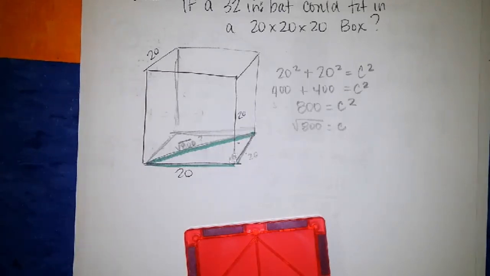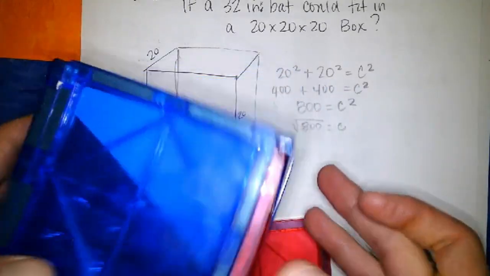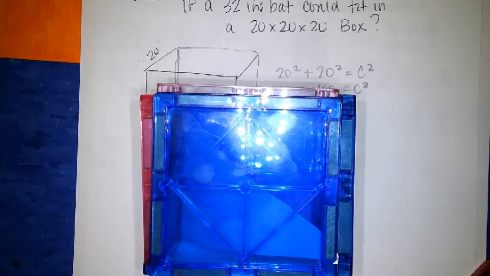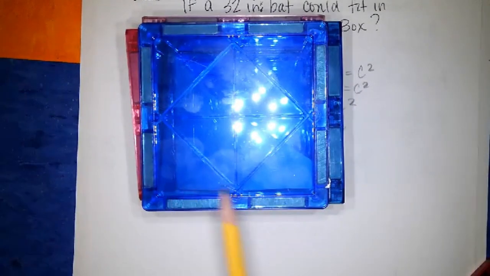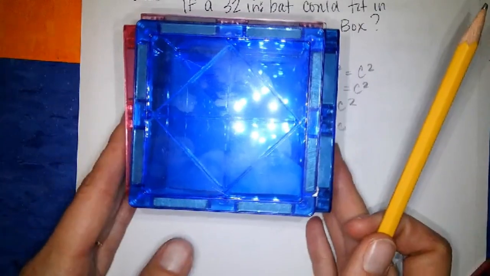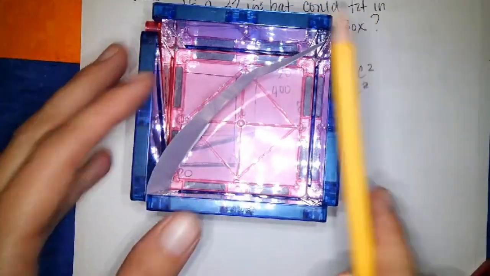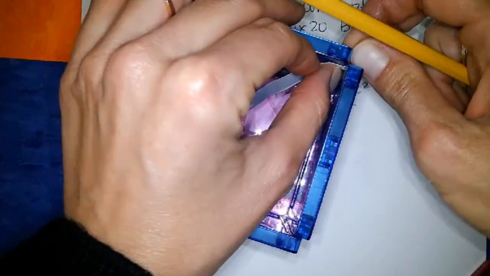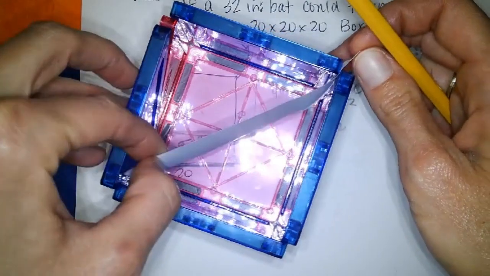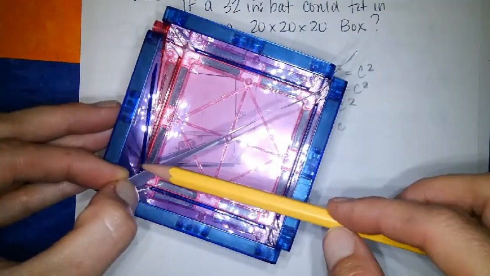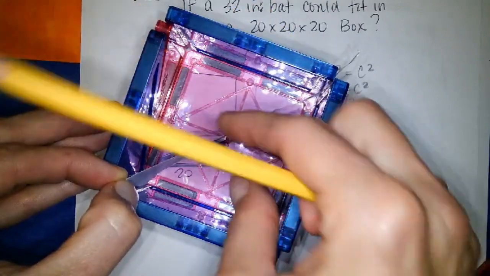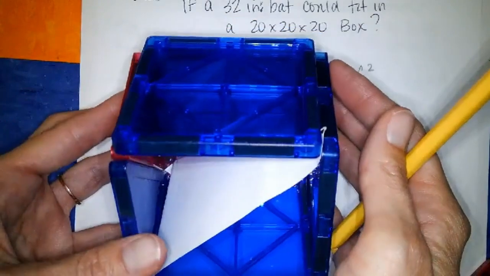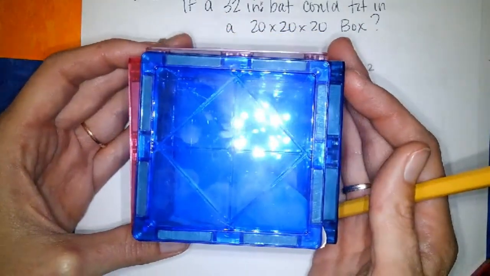So essentially, I'll turn it this way. We're trying to figure out, we know the length, the width, and the hypotenuse. Sorry, my paper's not perfect. We know this. This is what we know. But now we need to figure out if the bat is going to fit this way. So let me see if I can take the glare off real quick.